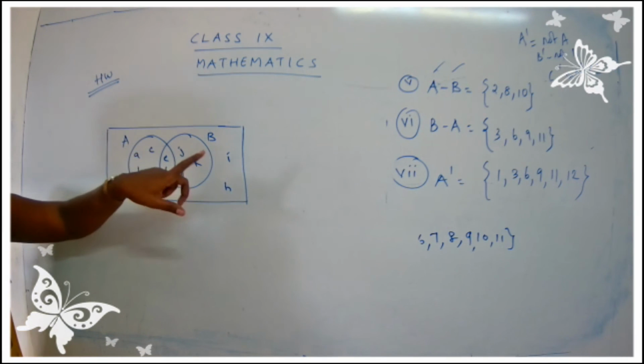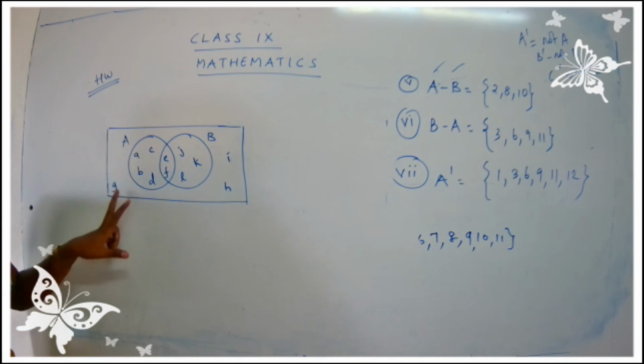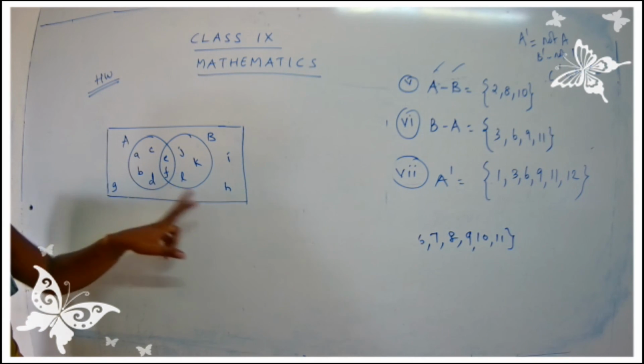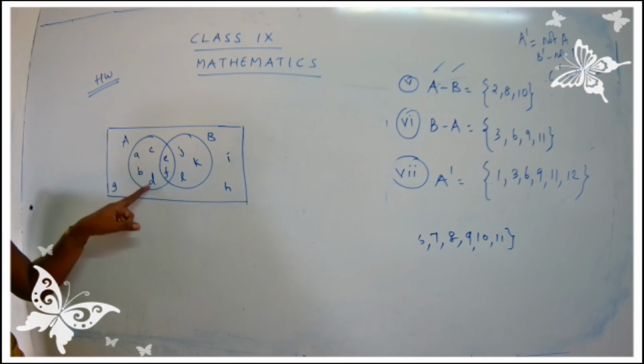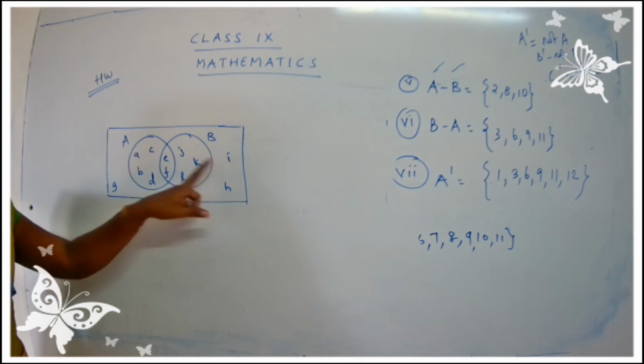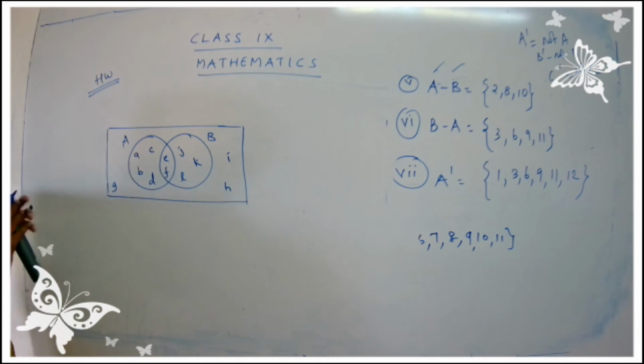For the previous sum, you had a universal set 2. You were having only 2 numbers out. Here I am giving you 3 alphabets. G, H, I, J, K, L. So you have to draw the Venn diagram. Be careful to copy the elements properly. A, B, C, D, E, F, G, H, I, J, K, L.